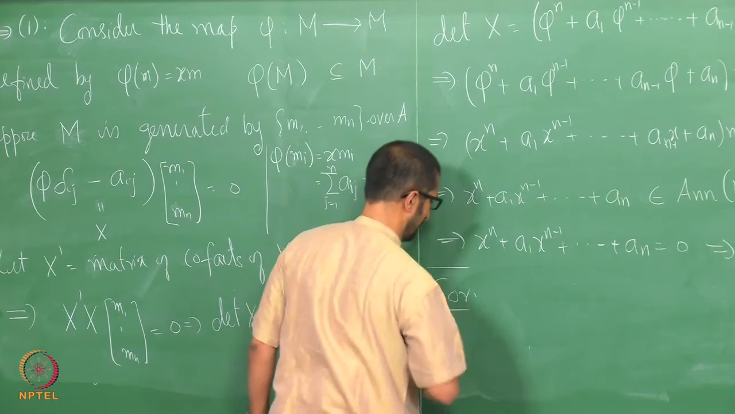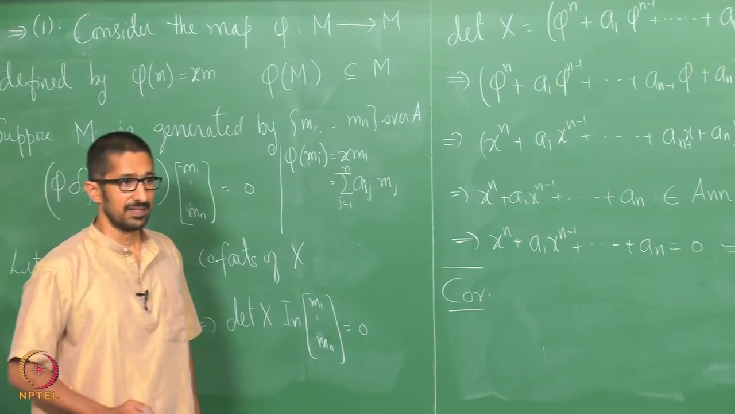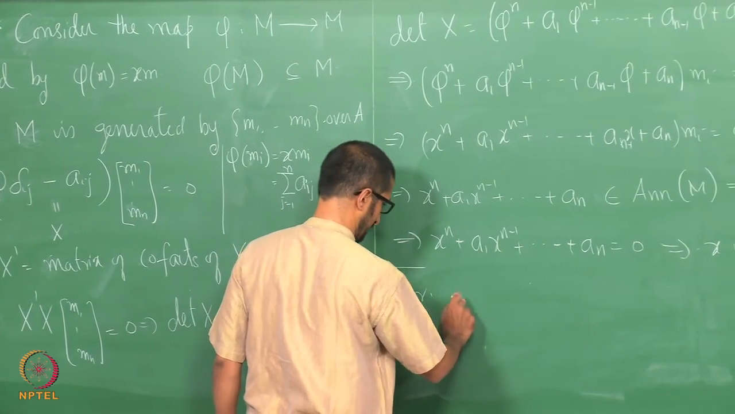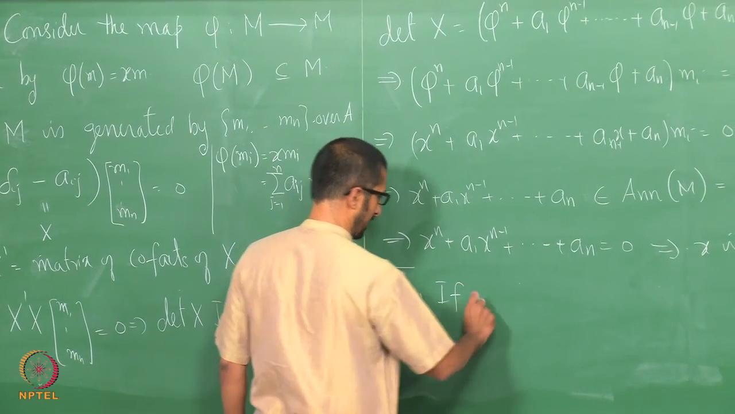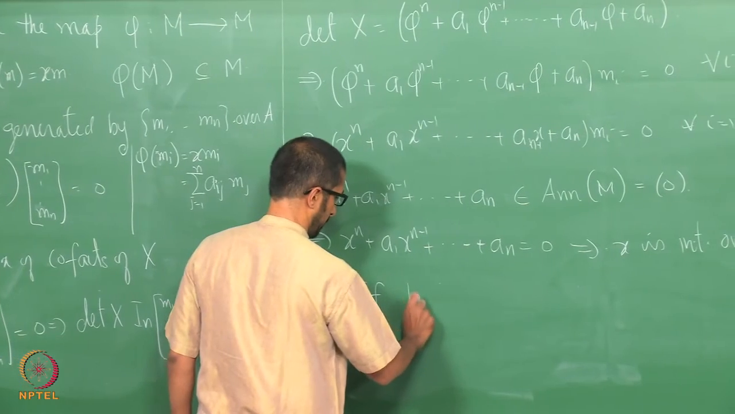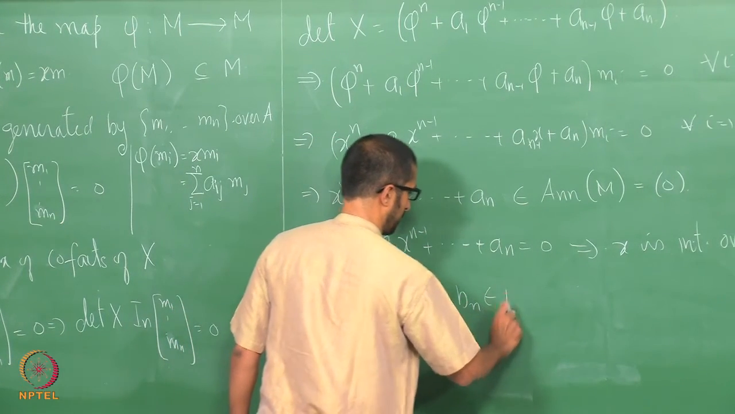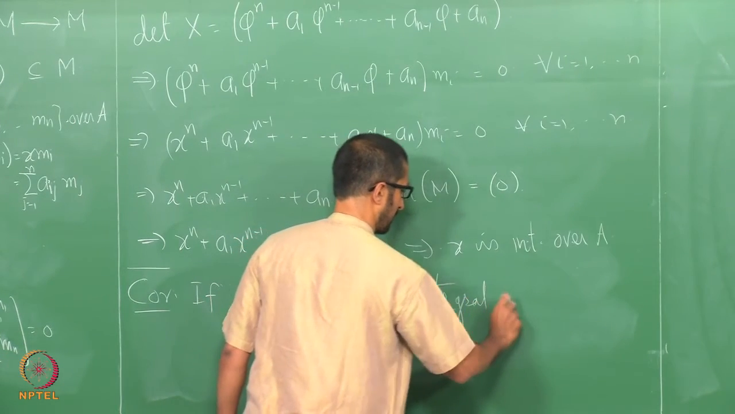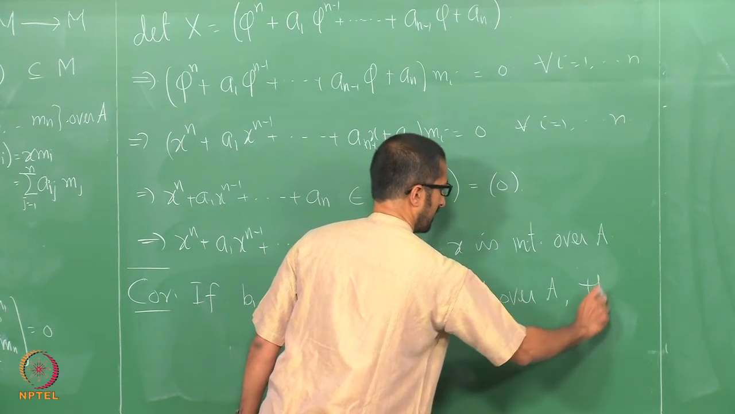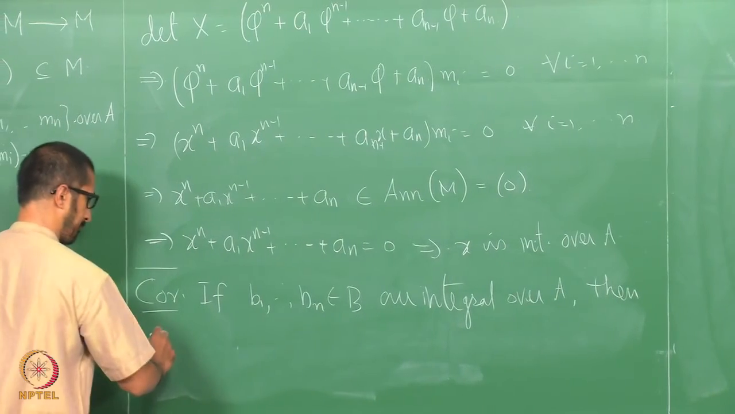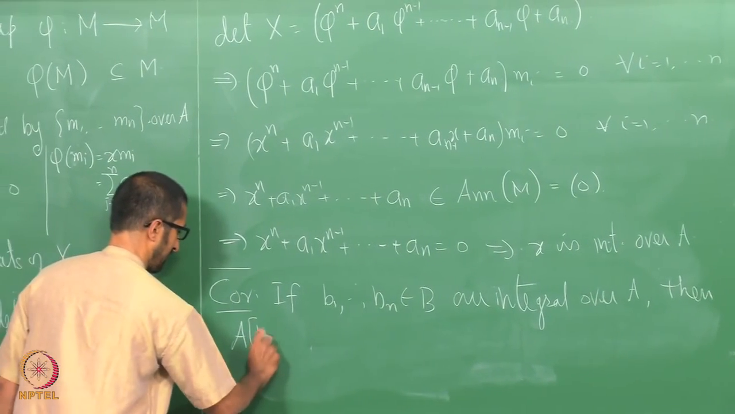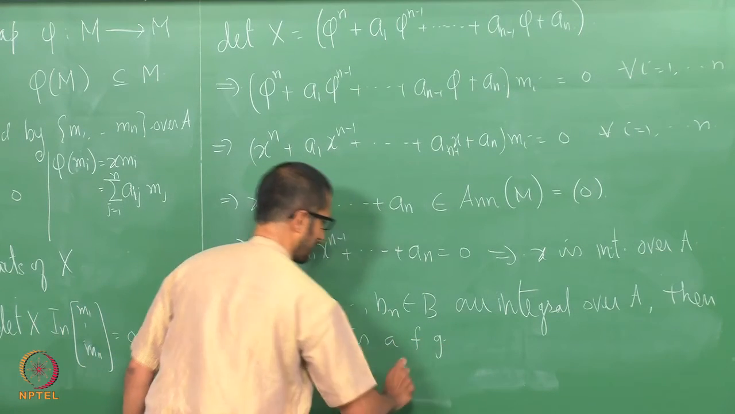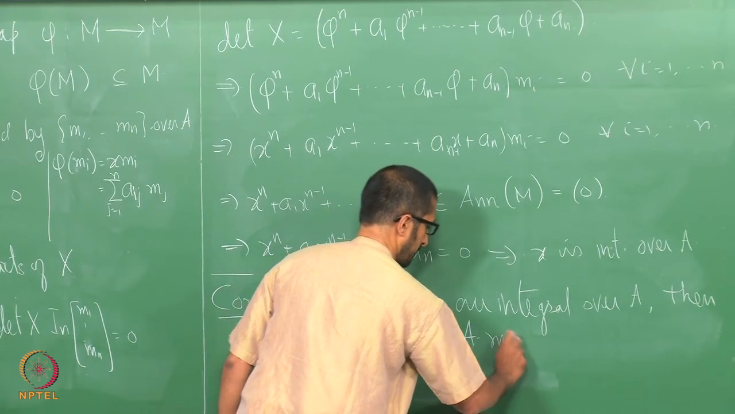Okay. So, there are some nice corollaries, one of which is the question that we started with. So, first we observe something, that if b1 up to bn in B are integral over A, then A[b1, ..., bn] is a finitely generated A-module.